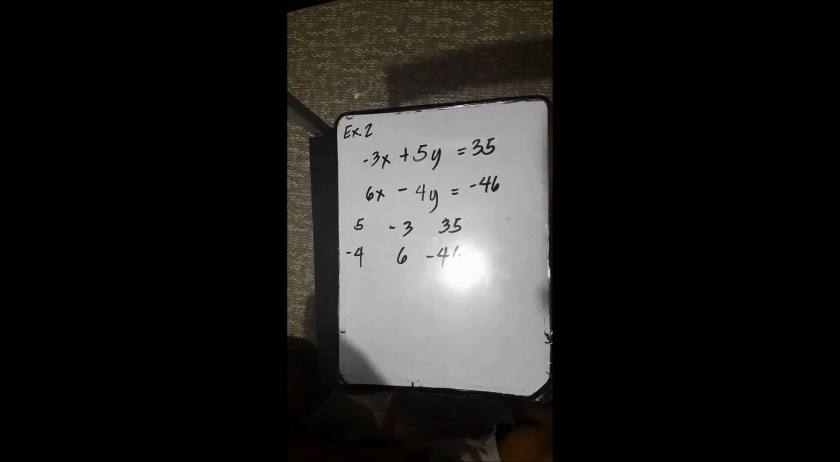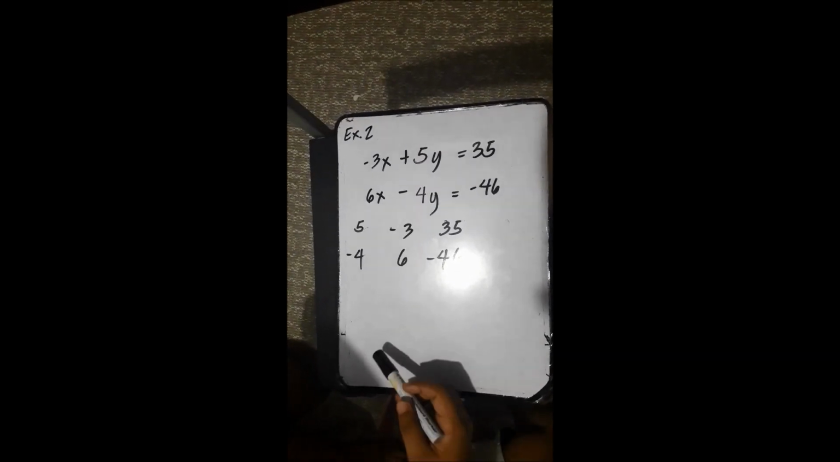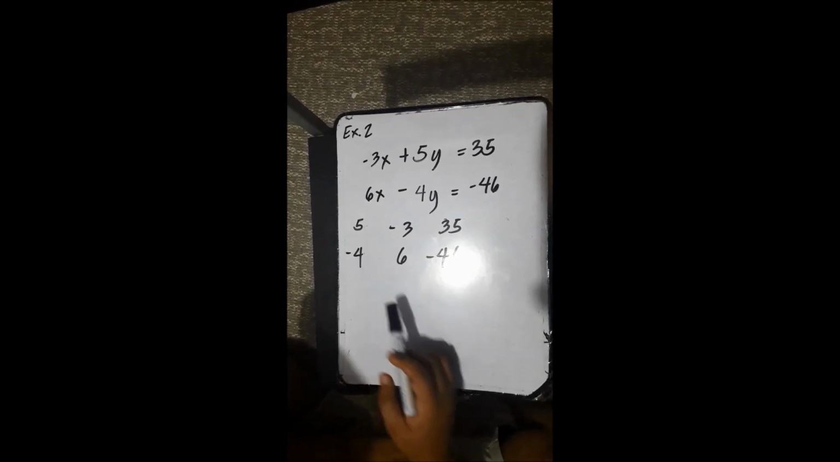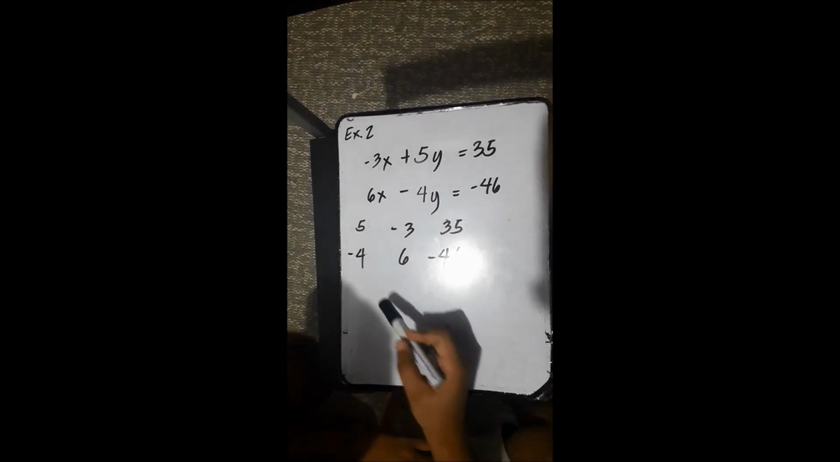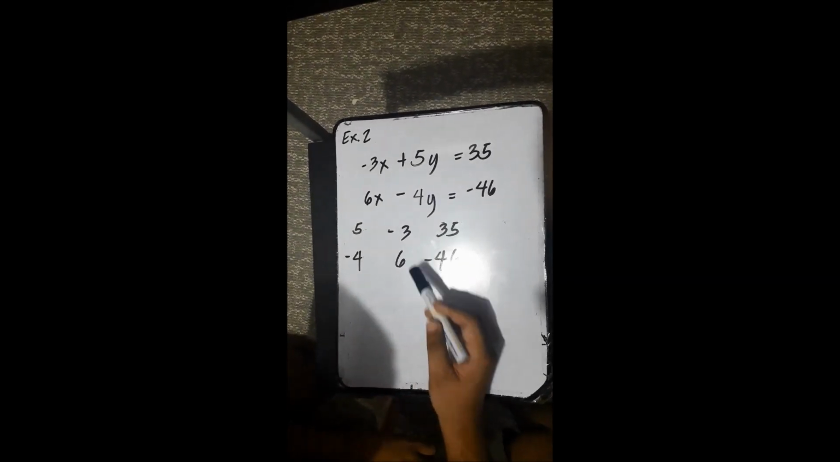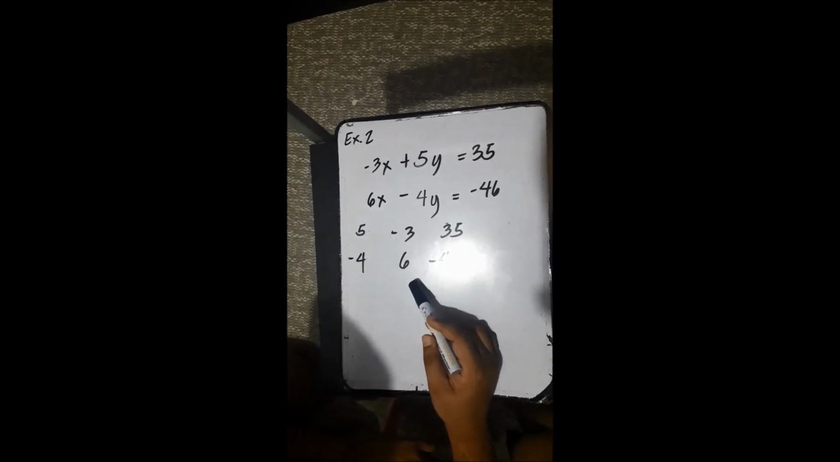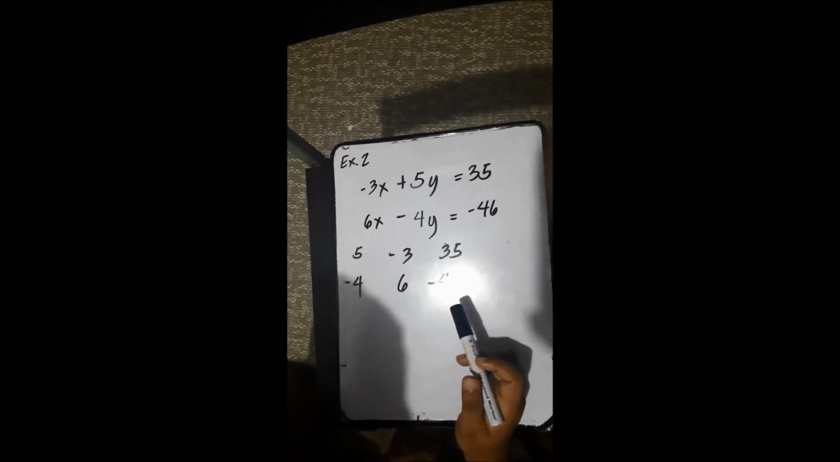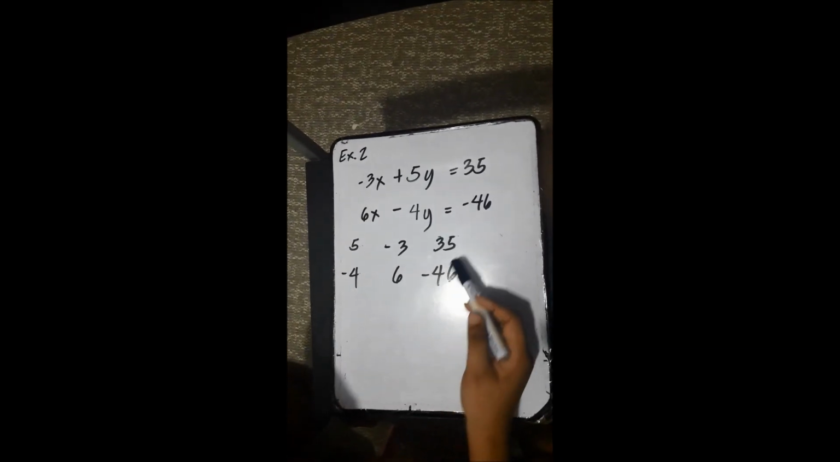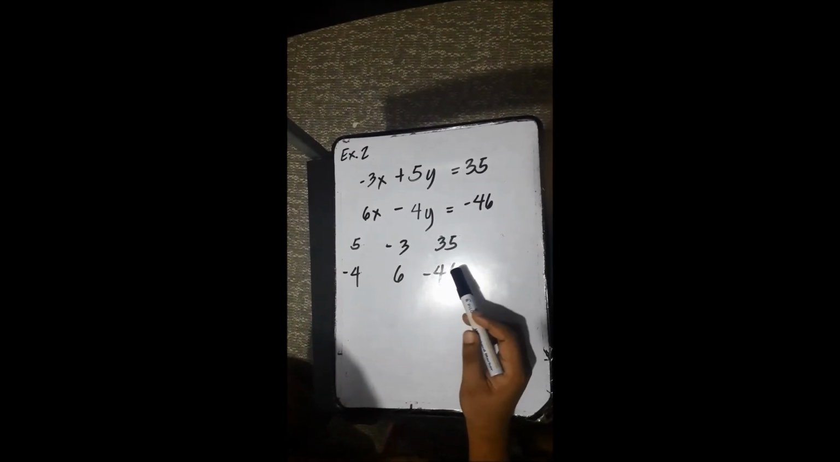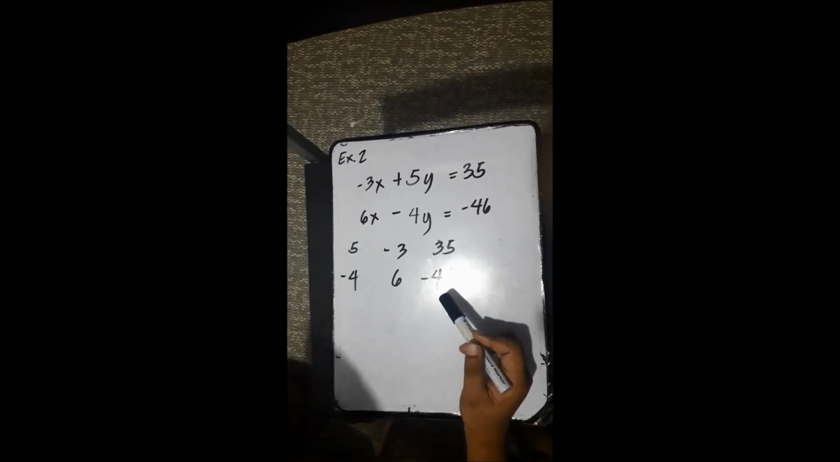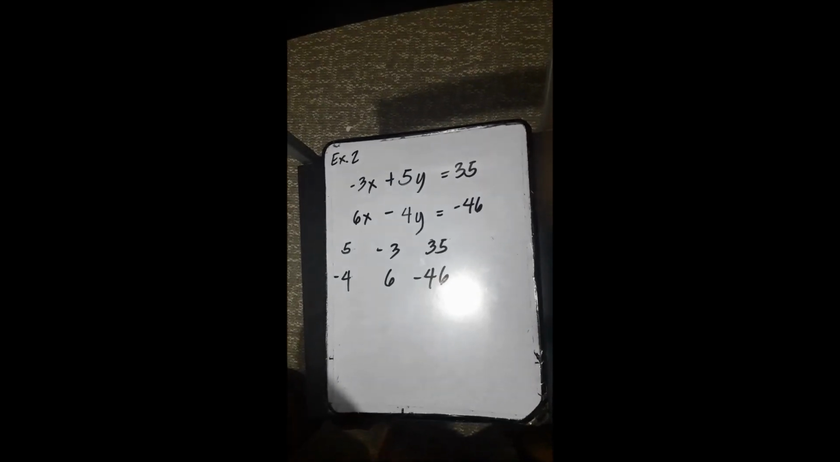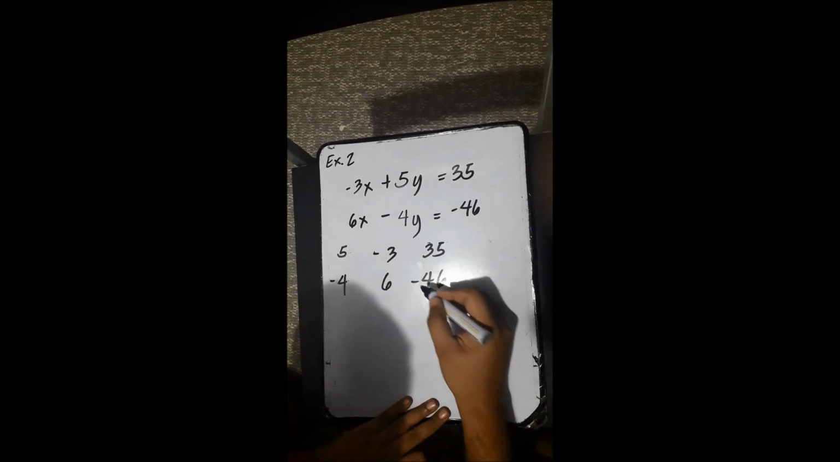For y, I'll be rearranging the coefficients. So I'll put the coefficients of y at the far left. So I'll have here 5 and negative 4, and the coefficients of x here in the middle. So I have here negative 3 and positive 6, and still I'm going to copy the constants, so 35 and negative 46, and doing the same cross multiplication.